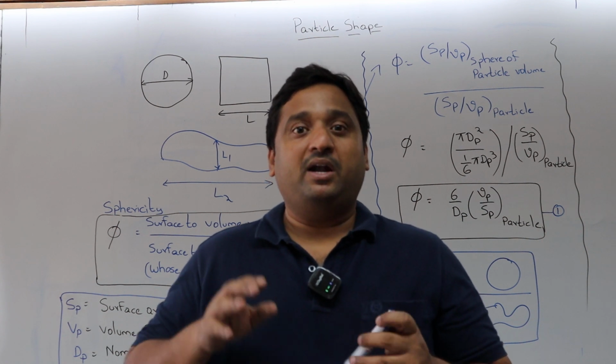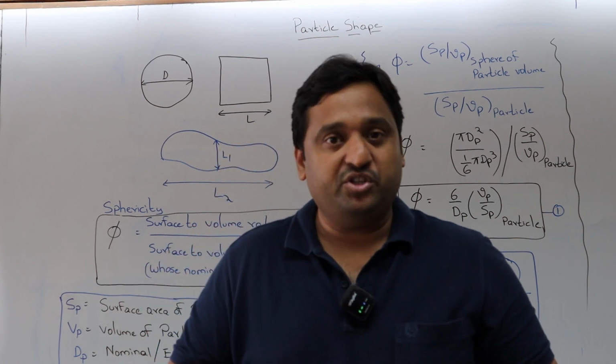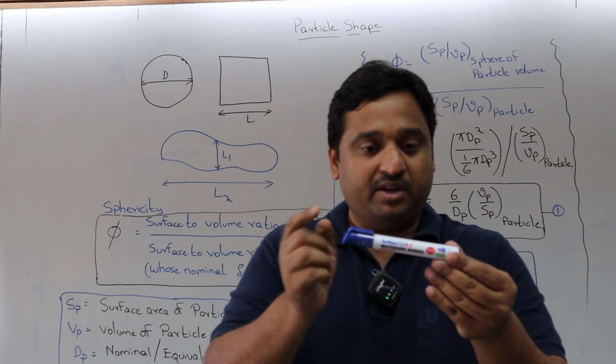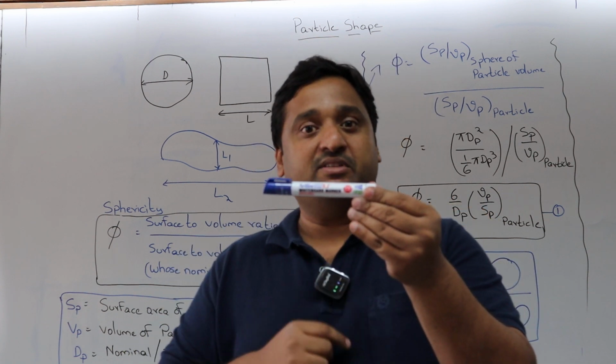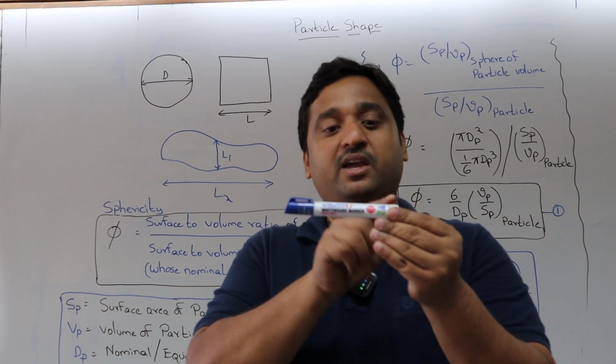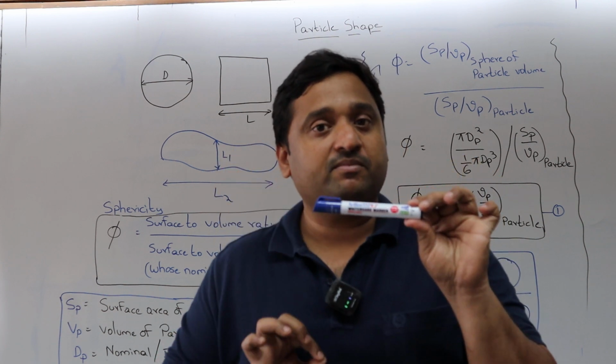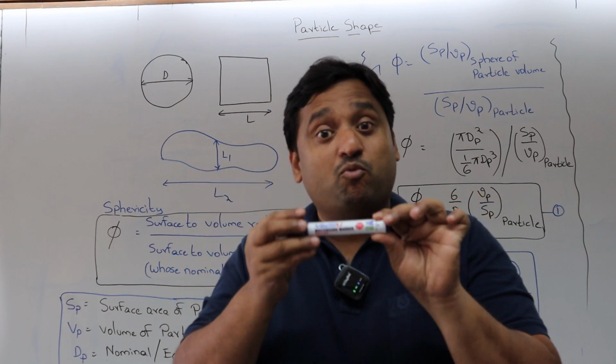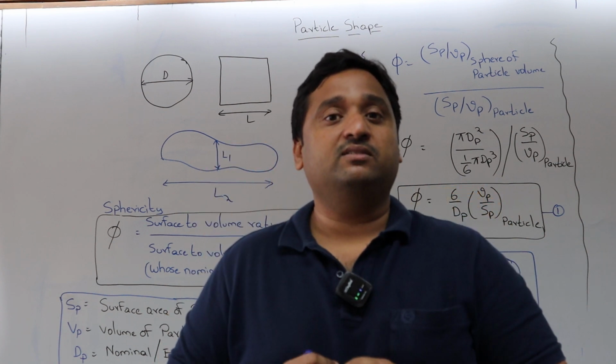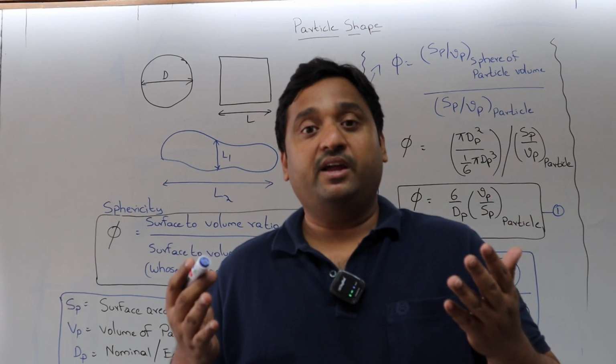Imagine a particle which is of very random shape. You can see the marker I'm showing you is cylindrical in nature initially, and later on it has some cap. So if you have to define the shape of this marker, I need to find a different means of defining it.